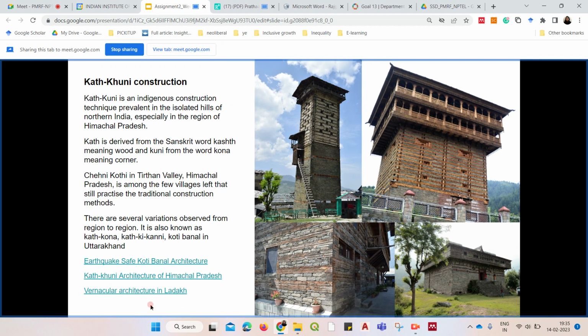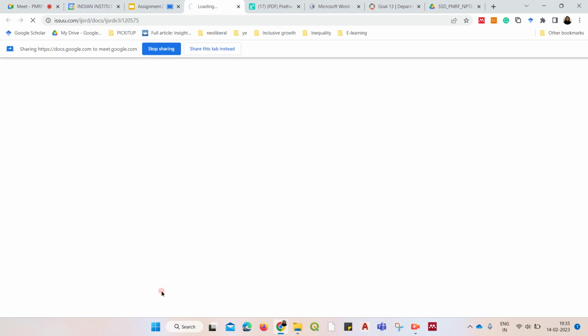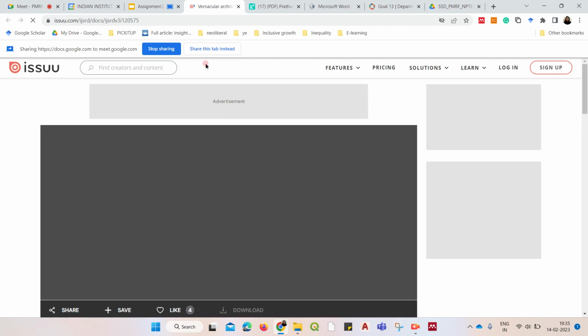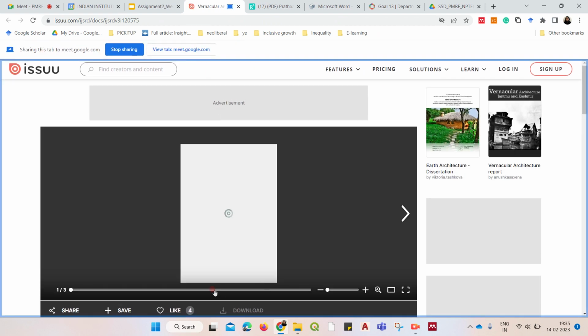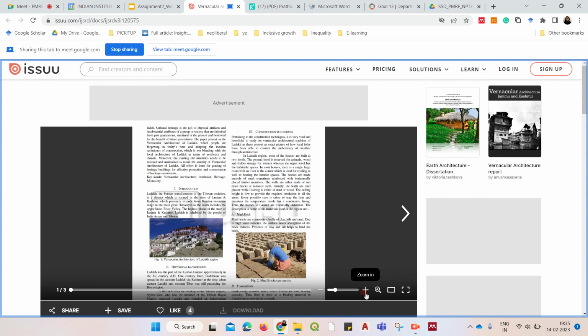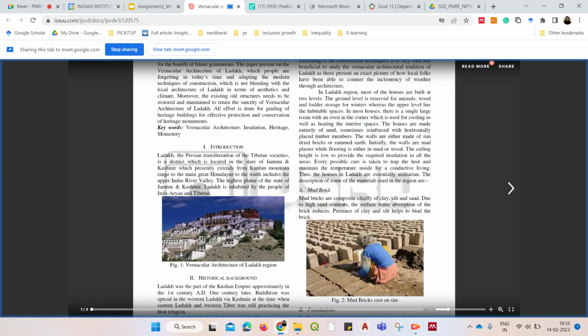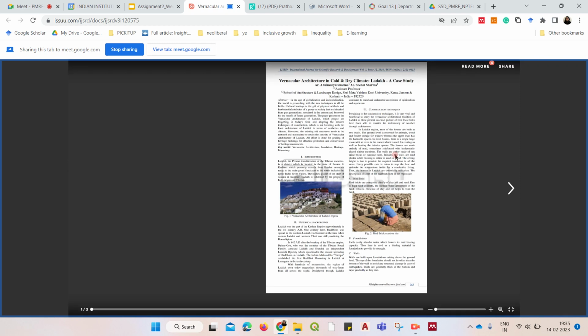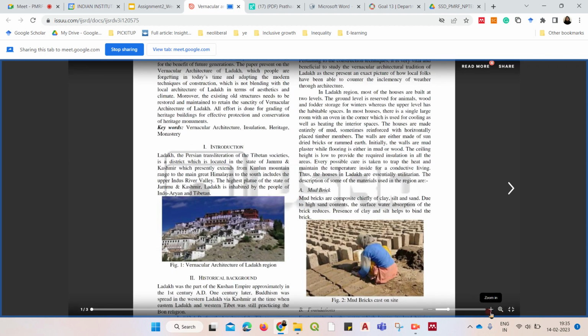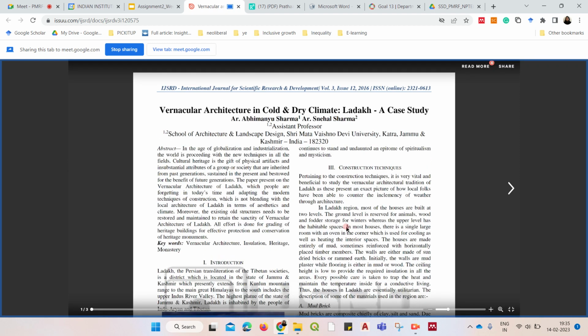Another is vernacular architecture of Ladakh. So I don't think that there is a specific name associated to it, but this is the architectural practices of Ladakh. Because Ladakh is a cold desert, its climate is very different from other Himalayan areas like the Uttarakhand or Himachal Pradesh. So it has very different specific needs compared to other Himalayan areas.